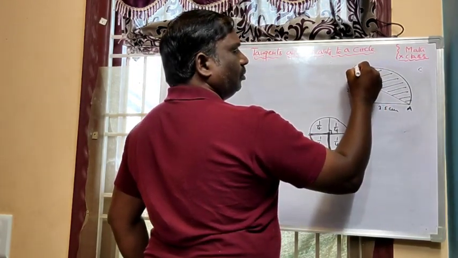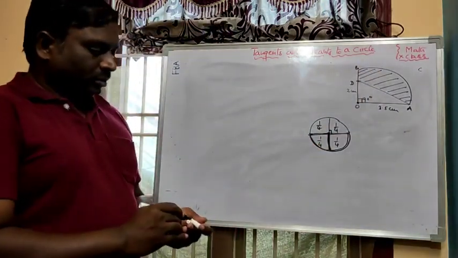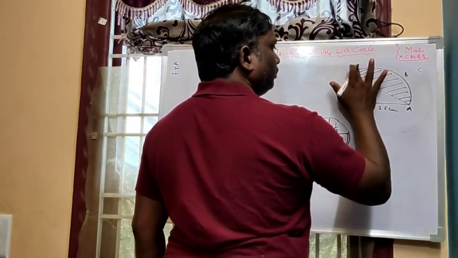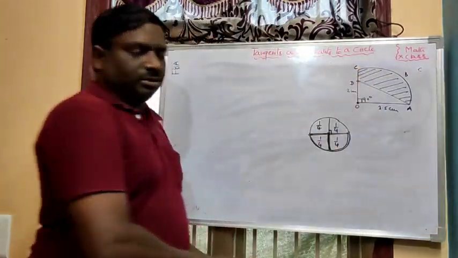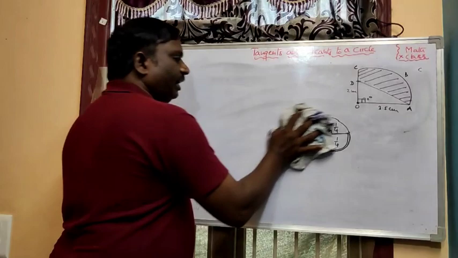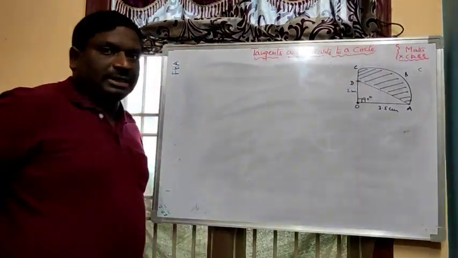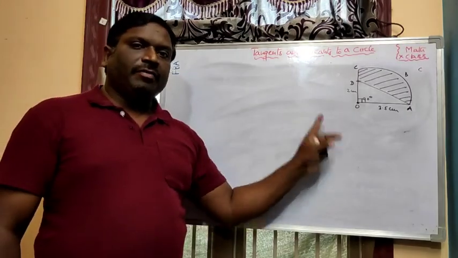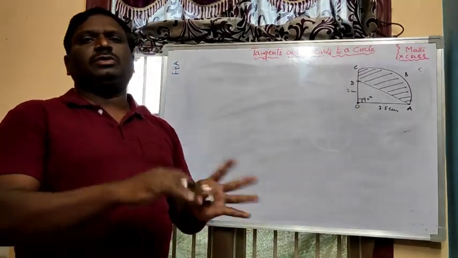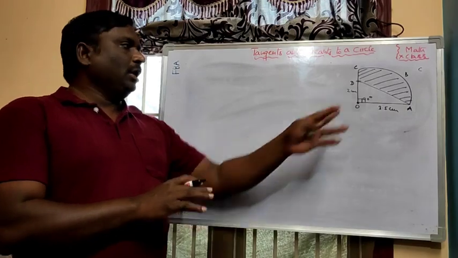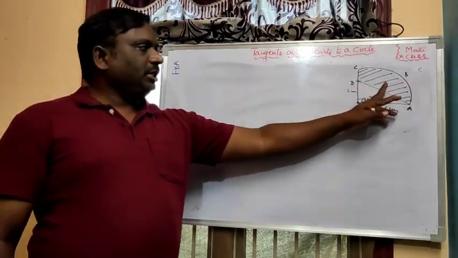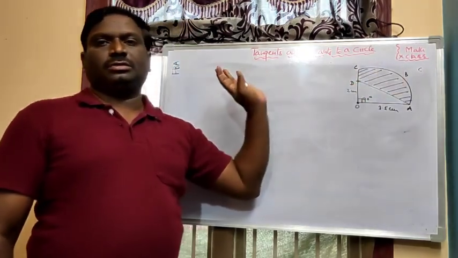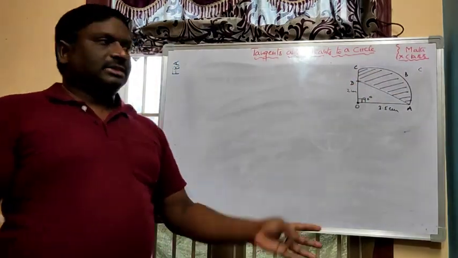I'm taking this as B. Okay, so you can take this as B and this one is C, that is D. Now we need to find the area of the shaded region. Already I said, to find the area of any shaded region, first draw the diagram. From the diagram, see what you have to subtract or add to get the shaded region. To get the shaded region, we need to subtract the area of the triangle from the area of the sector.